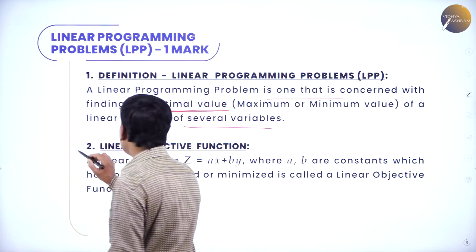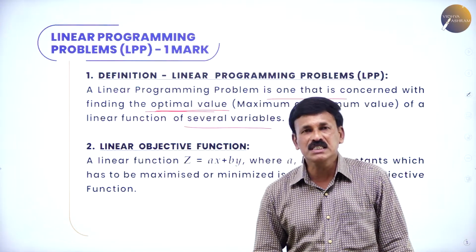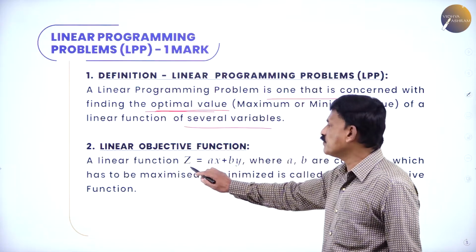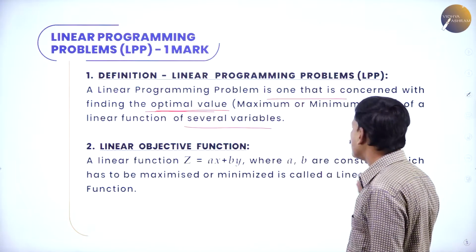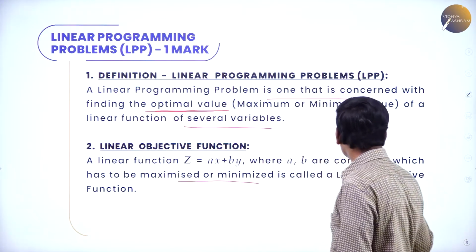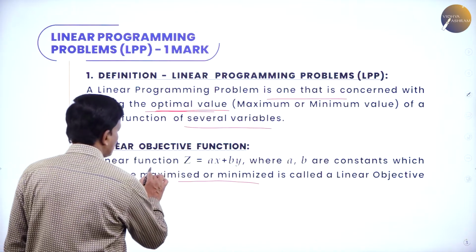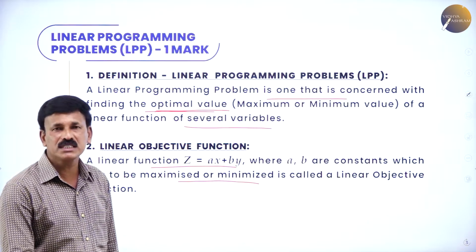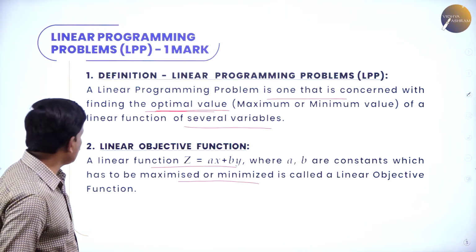Now what is the linear objective function? The linear objective function uses the decision variables, which we are going to take as x and y. Any function of the form z = ax + by, where a and b are constants and x and y are the decision variables, which has to be maximized or minimized, is called the linear objective function.